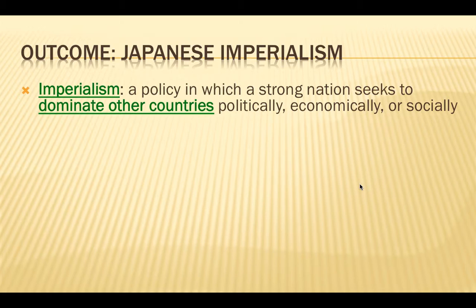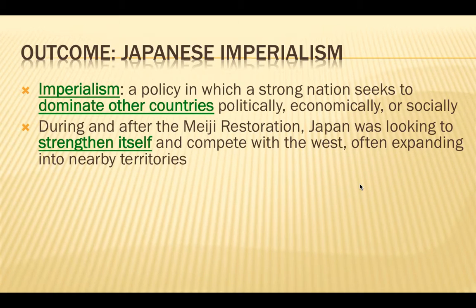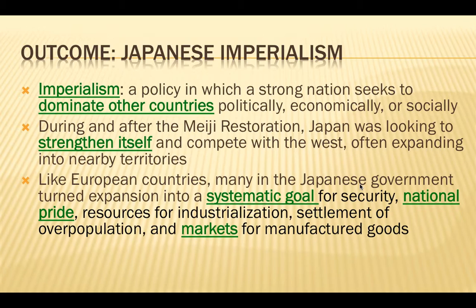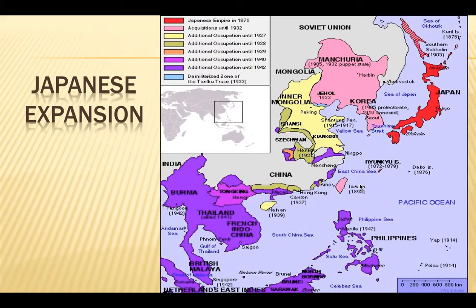areas. And so after the Meiji Restoration, Japan was looking to strengthen itself, and it started to compete with the West and grow into the areas and territories around it. They started to have a real strong national pride, and they started to have these goals for security, and they wanted to make more things. They were becoming very much like a miniature Europe.